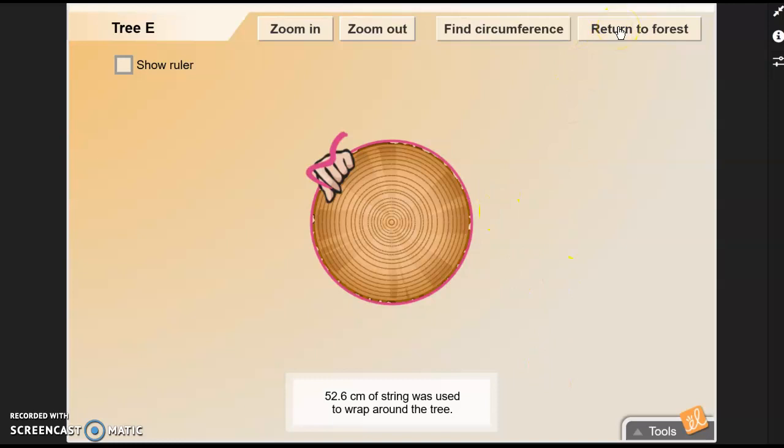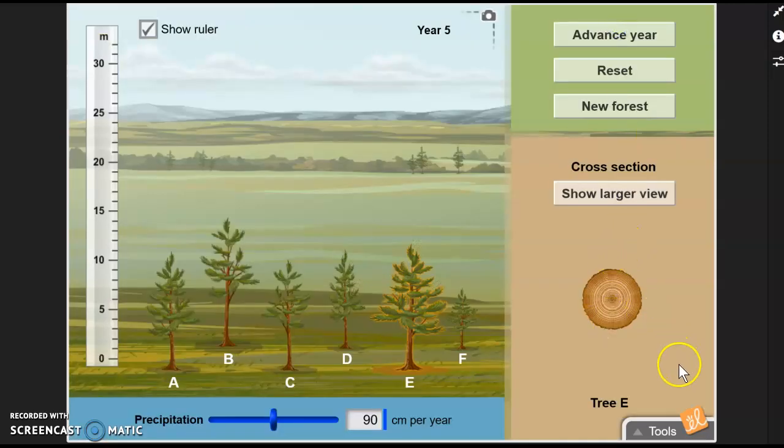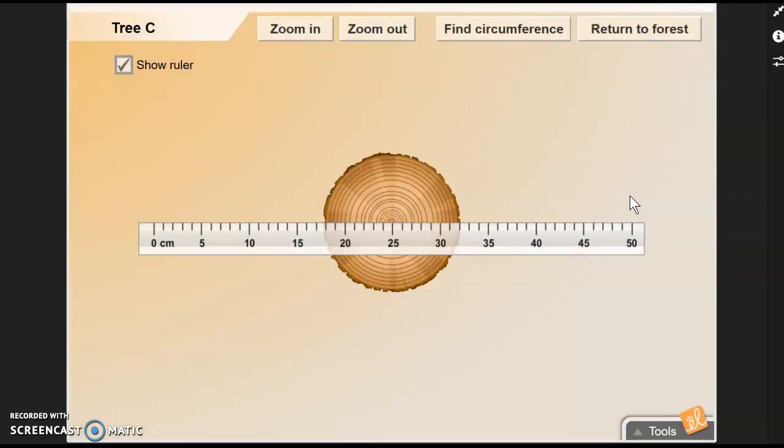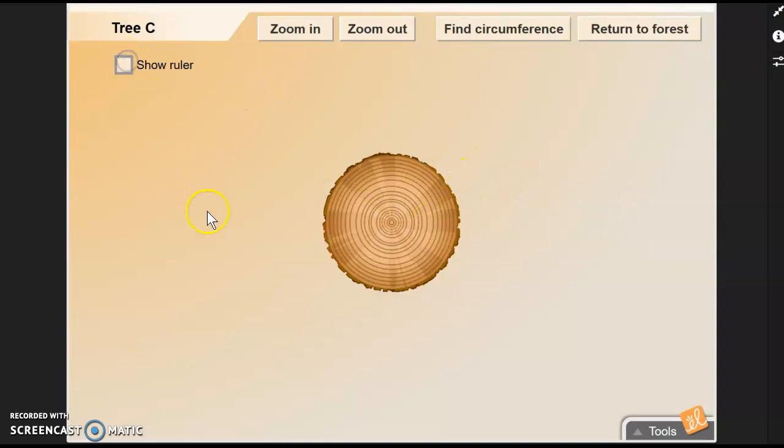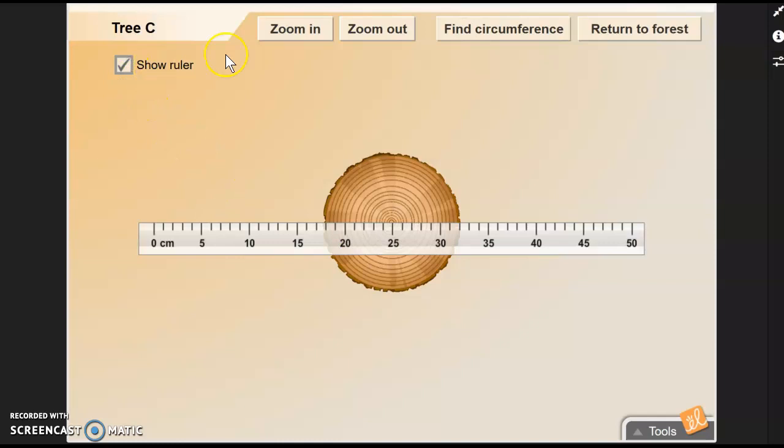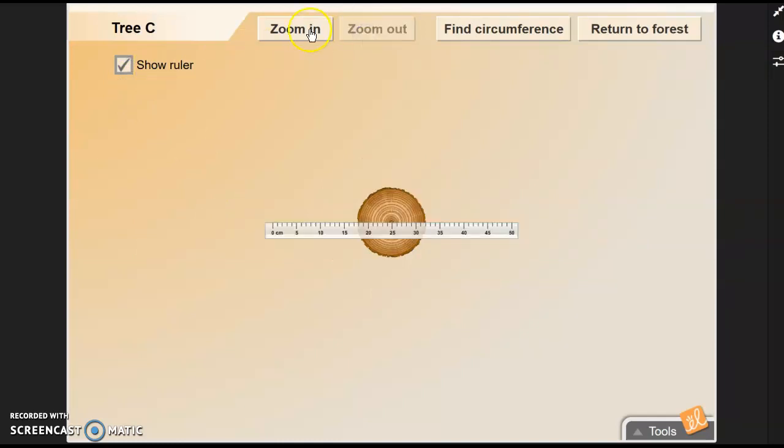So this one is pretty cool. This is a very cool little gizmo that you can try out, guys. It's a good one for not only measuring, but also seeing the effect of precipitation, either more precipitation or less precipitation during a given year of growth. You can also see, if more precipitation, what kind of a difference that makes on the growth rings on any one of these given trees. Show the ruler, not show the ruler, zoom in or zoom out.